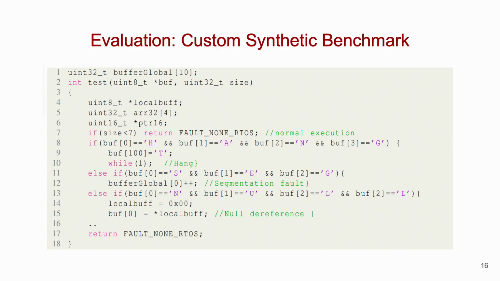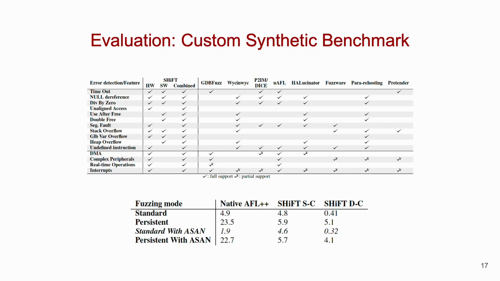So there are 15 total bugs synthetically planted in this benchmark by the authors, and they use this benchmark to test the fault detection capabilities of SHiFT and compare it with related works. Based on this synthetic benchmark, SHiFT, as this table shows, detects all the 15 bugs planted in the benchmark, which they claim no other related work could do.